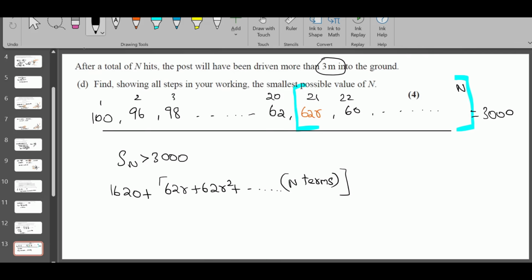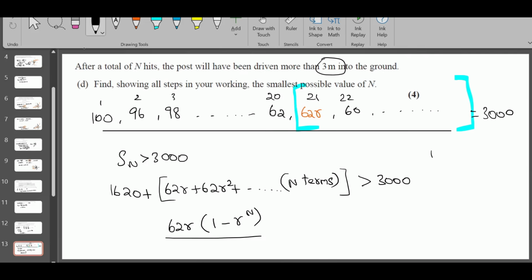This sum is greater than 3000, right? Here when you find the common ratio, it's the same. Second term divided by the first term, you're going to get the R. So you bring this to the other side, 3000 minus this. So here A times 1 minus R to the power n divided by... okay, this n is the total number of terms actually, not from 21 to this.